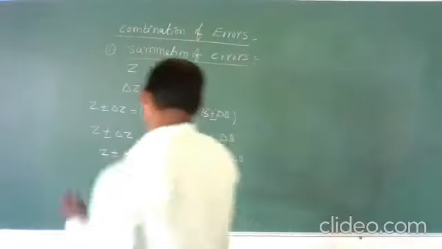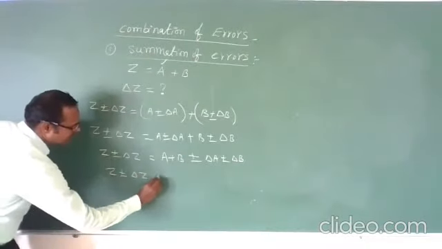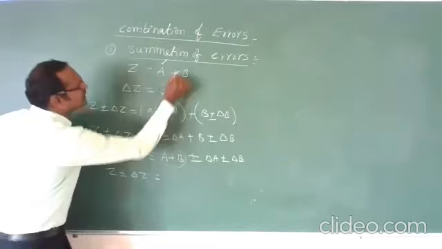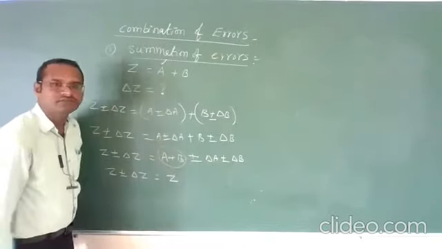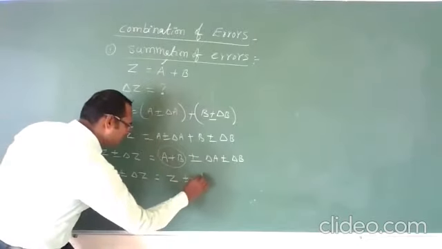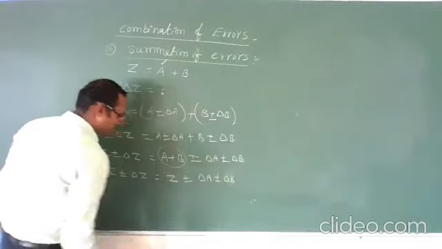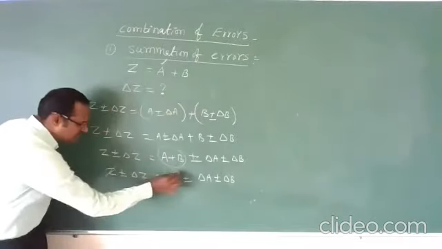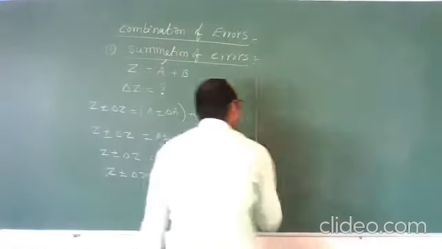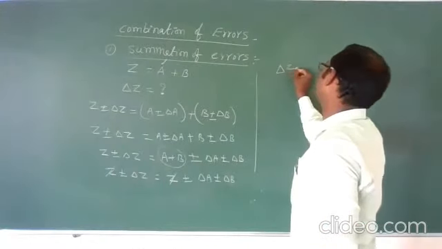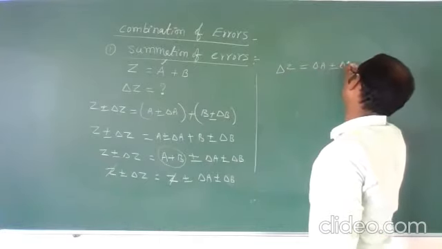Now, Z plus or minus delta Z can be written as what? A plus B I have taken as Z. I'm writing Z, plus or minus delta A plus or minus delta B. Got it now? This Z is cancelled. Means what will we get? Delta Z will be delta A plus or minus delta B.